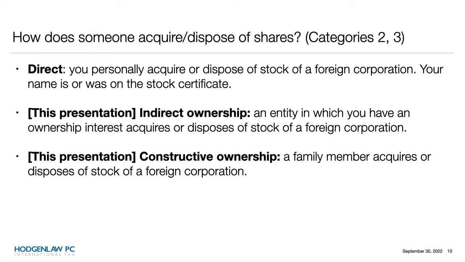So how do you acquire or dispose of shares? Well, there are 3 ways, one of which is direct ownership, so your name is on the stock certificate. We're not going to talk about that today, but what we are going to talk about is how do you acquire indirect ownership in a foreign corporation for purposes of Category 2 and 3, and we are going to talk about constructive ownership. How do you acquire constructive ownership of stock of a foreign corporation when a family member acquires or disposes of stock of that foreign corporation? Not you, but a family member, and the right family member.